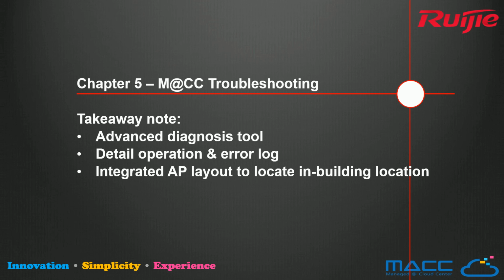I also showed you how to locate the physical location of the access point. For instance, when the AP goes offline, we need to trace back where the AP is installed. How do we perform physical troubleshooting by identifying the exact location of the access point? That was shown on our integrated AP layout.